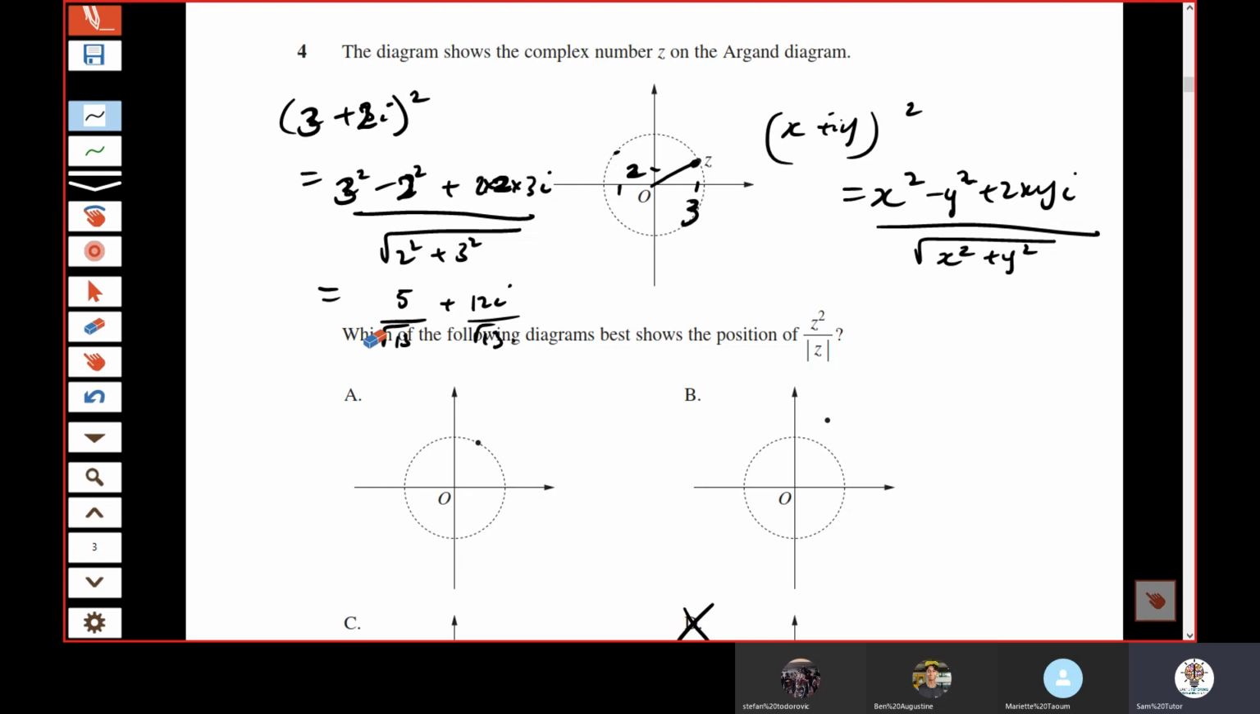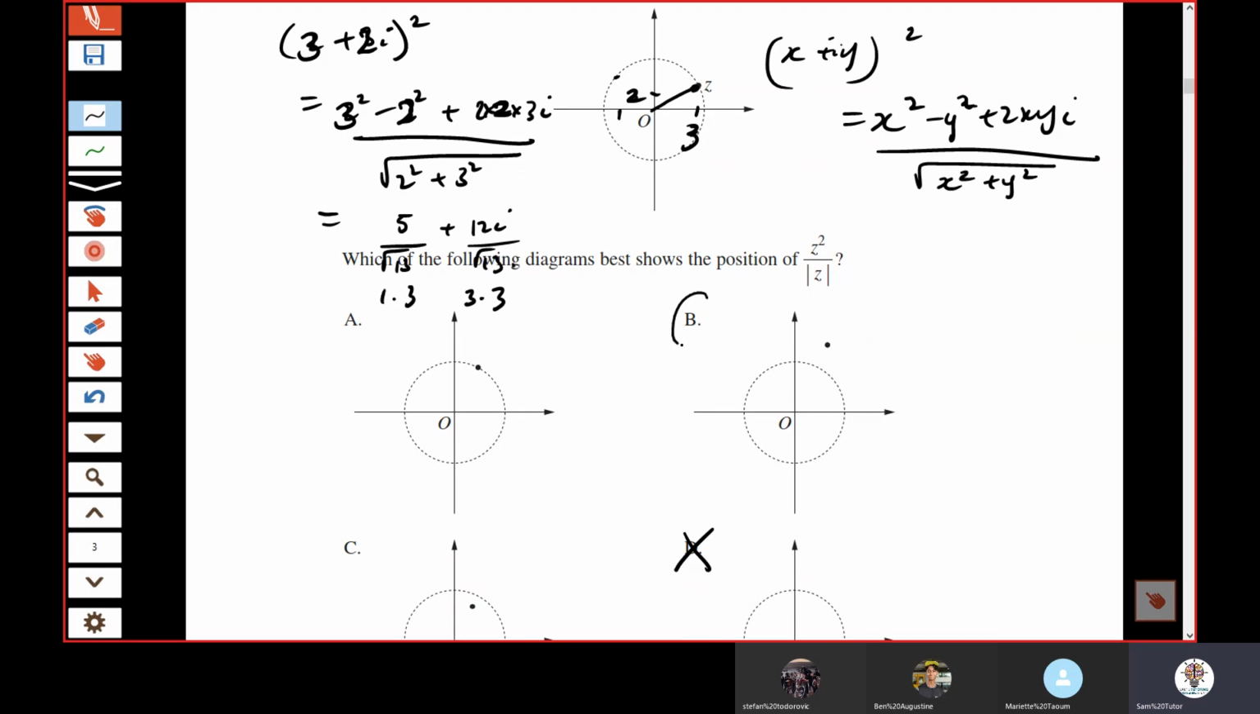Can you see all that happened? I just changed my x value, made that larger, and the y value, and you still got them as positive. Now what you're asking yourself is, where is 5 on root 13? The x value is at 1.3, and the y value is at 12 on root 13, 3.3. So the x value got smaller, while the y value got larger, and the answer should have been B.